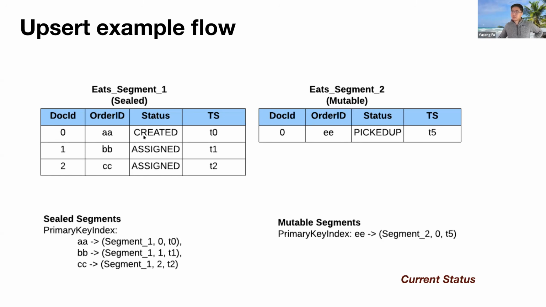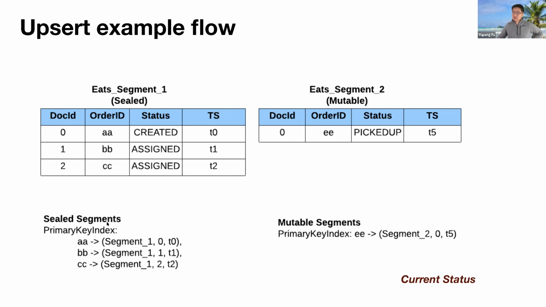There are some records already in the table, some orders like A, B, C with their states: one is already created, and the other two are already assigned to some drivers. And another order, called E, is being picked up.